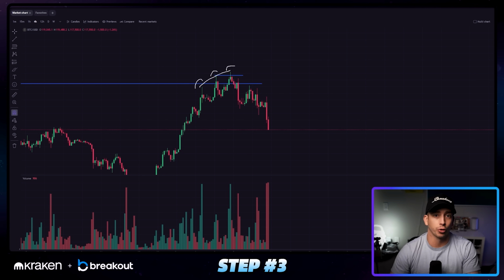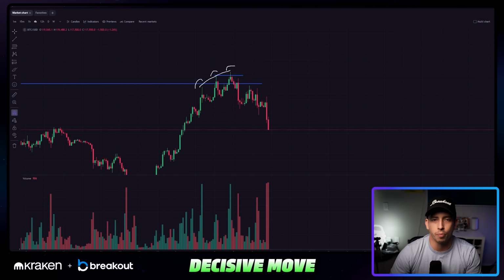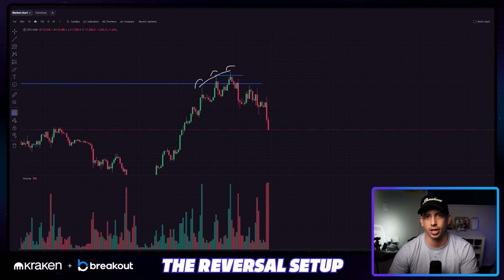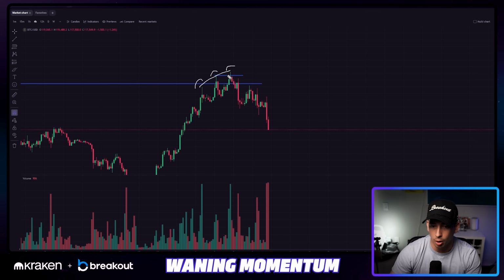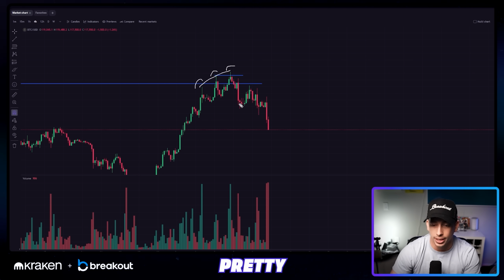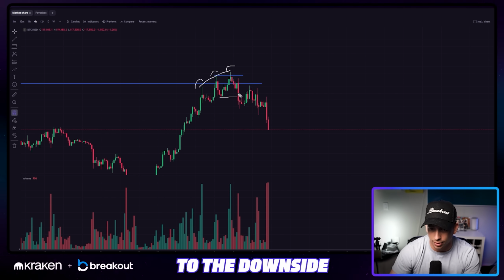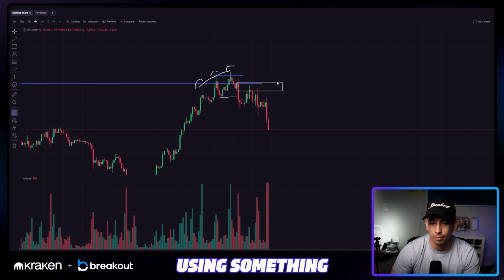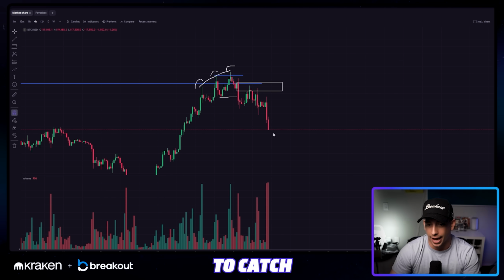And then step number 3, you want to wait for a decisive move back through the key level before flipping your buys and taking the reversal setup. So in this instance, we have the waning momentum, we have the SFP, and once we get a decisive move back through the level, I would say this is arguably pretty decisive. It broke structure to the downside, very powerful move. We're now looking for reasons to sell using something like this supply zone to catch the reversal.